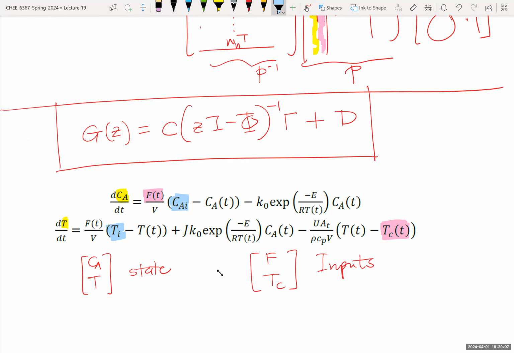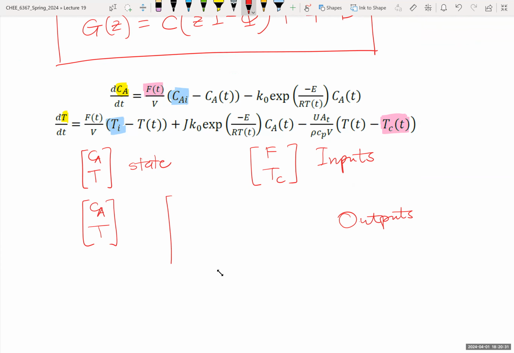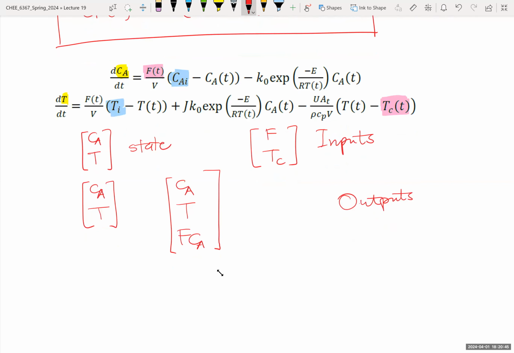Now, outputs to the system. In the notes, I say that the two outputs are trivial. The first output is, well, let's put them here, CA equal to the first state. The second output is temperature. I could have a different set of outputs. I could have the concentration, the temperature, and the flow rate times the concentration in that, okay? Or I could have another set of outputs.